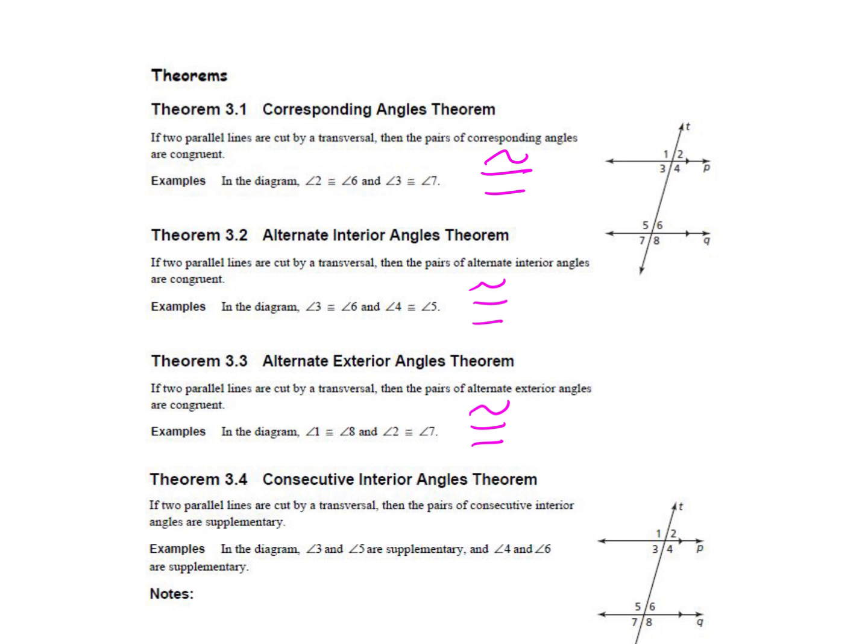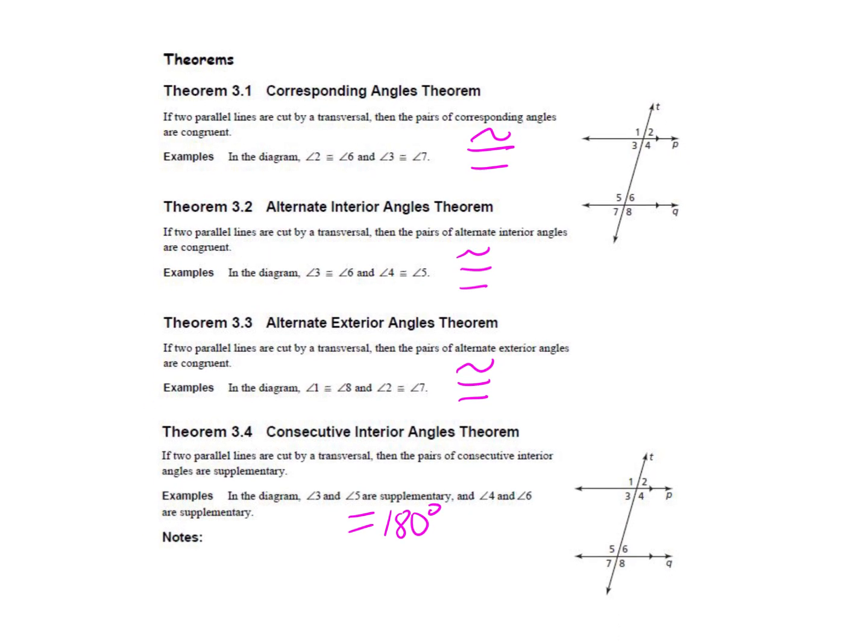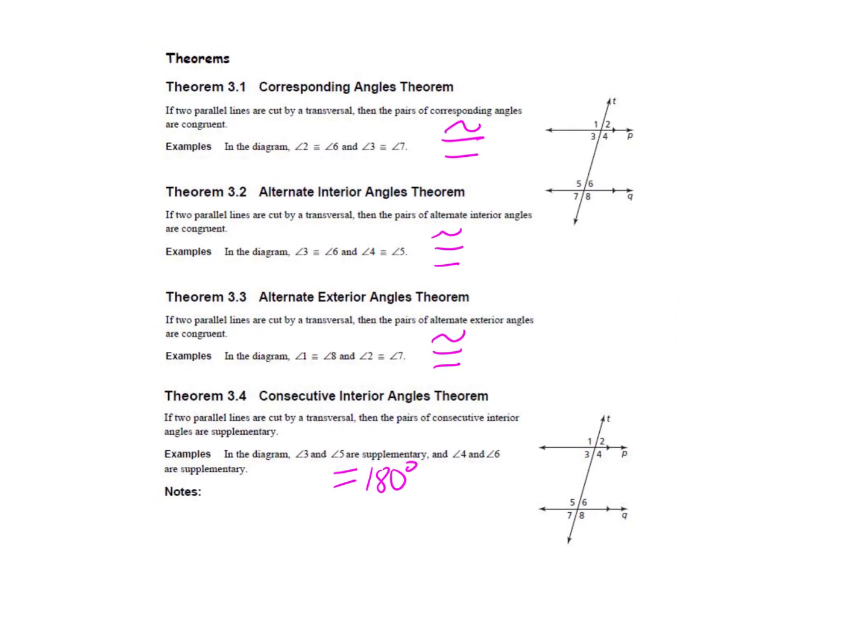Consecutive interior is the only one that's different out of these four, and it says that they are supplementary. What does it mean if they're supplementary? They add up to equal 180. So we're going to say they equal 180 degrees. Okay. Now I want to add a couple of our older ones at the bottom.